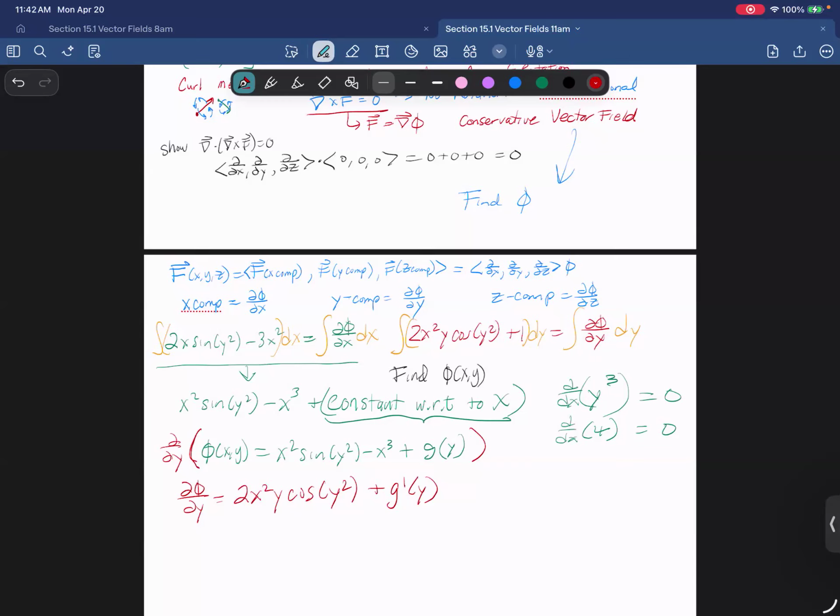My Calc 1 class is looking at antiderivatives for the first time today. It's just working backwards from derivatives. Hopefully they find it easy.